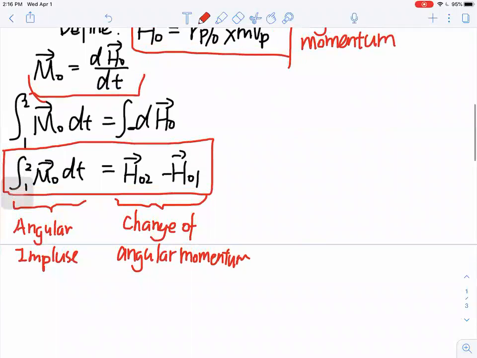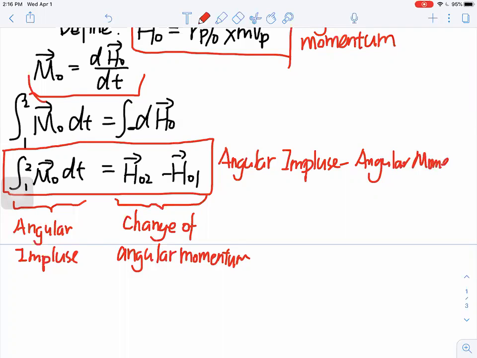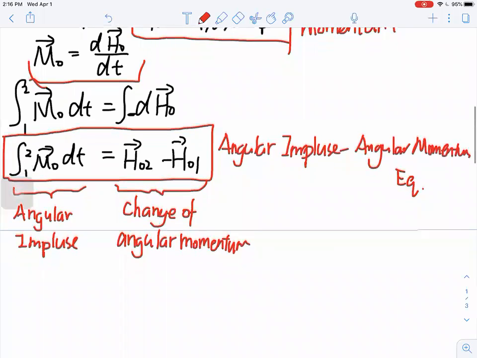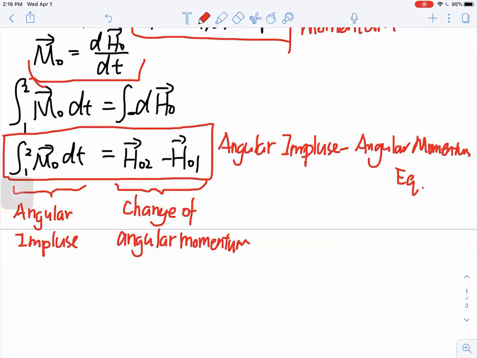And we can express this, let's write this. This is called the angular impulse angular momentum equation. This equation, the angular momentum H here, can be expressed in different coordinate systems.